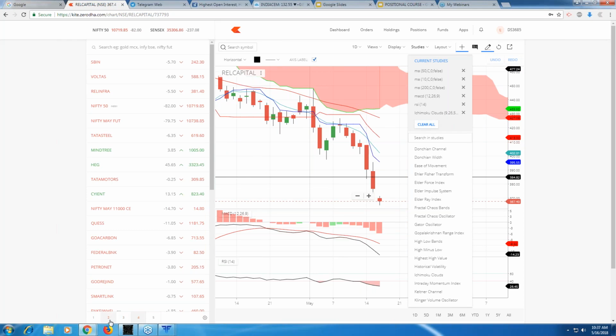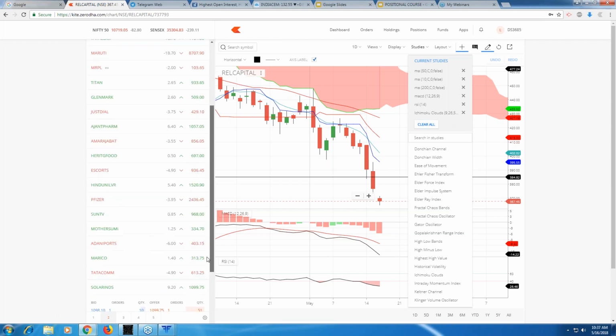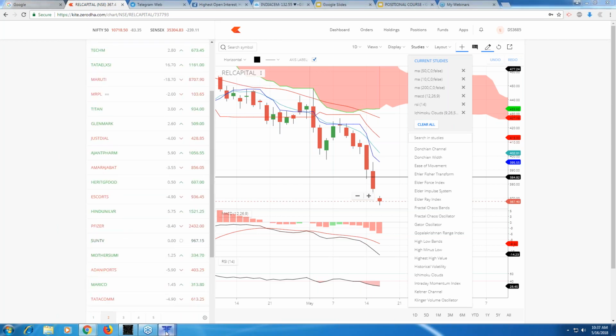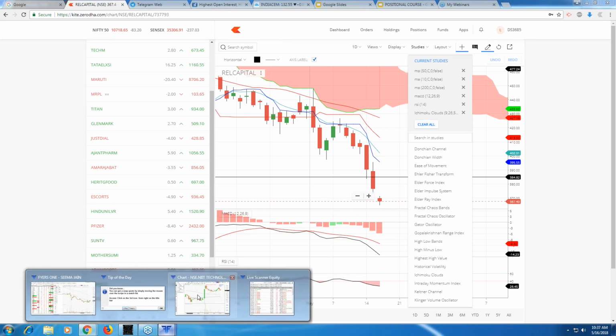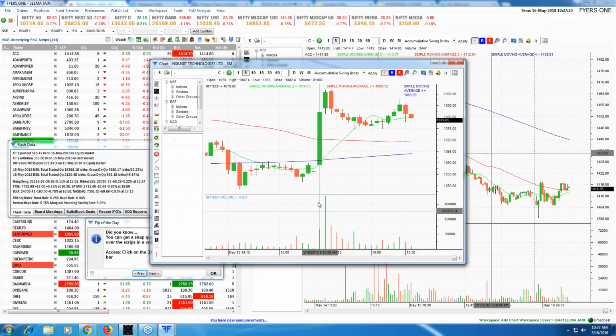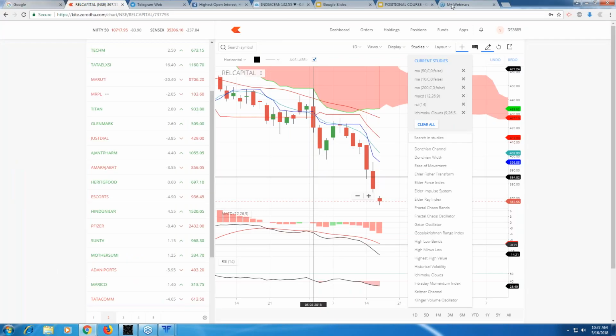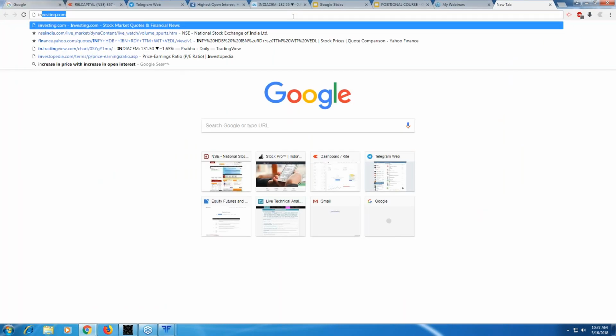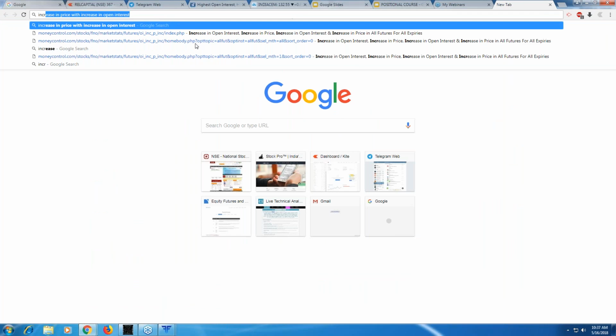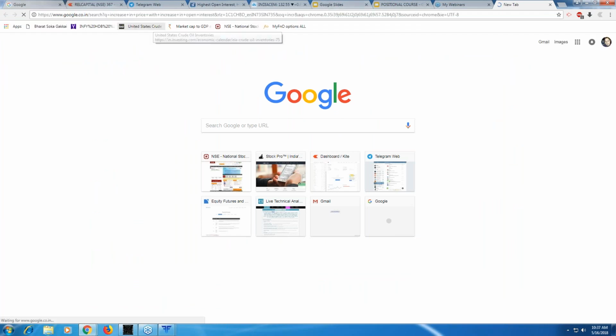So this is how you will be able to filter out stocks, by looking at the open interest. I'm showing you from Fires, where you need to open an account to use this website. But in case you don't want to do that, I'll give you another way to filter out the change in open interest. You type increase in open interest with increase in price, right? And this is the Moneycontrol website.